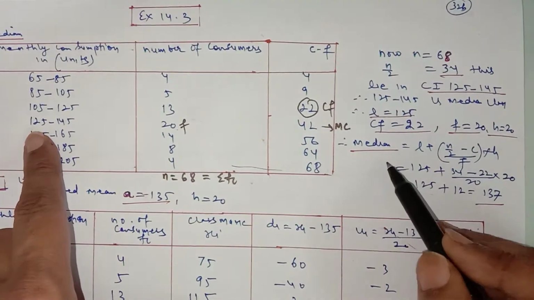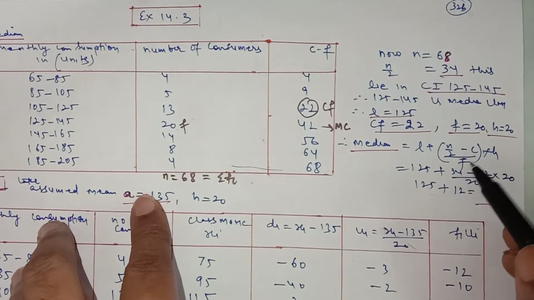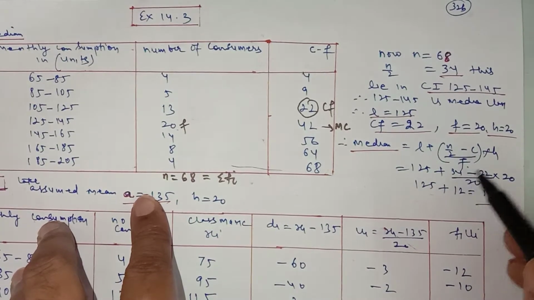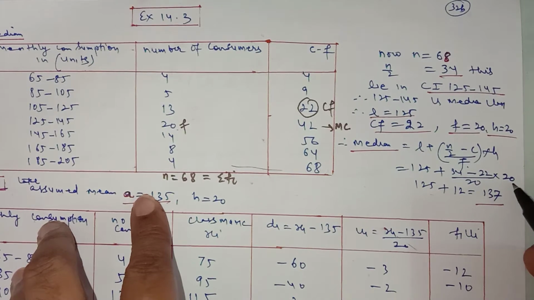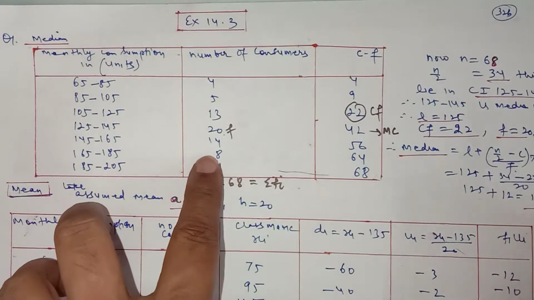So you have to put these in the formula of the median, that is L plus n by 2 minus cumulative frequency upon F into H. So L is 125, n by 2 is 34, CF is 22, F is 20, and H is the class size. Simplified, it is 137, which is the median of this data.